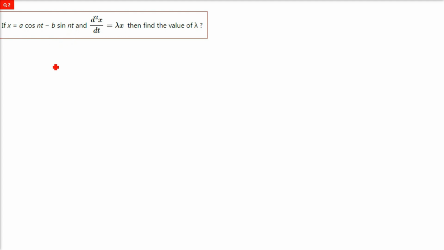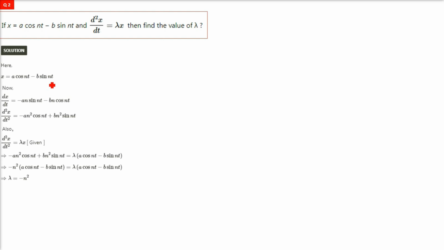Next one also, as I said, few questions are like this and then the questions will change. So same thing we have to do here. X is equal to a cos nt minus b sin nt.